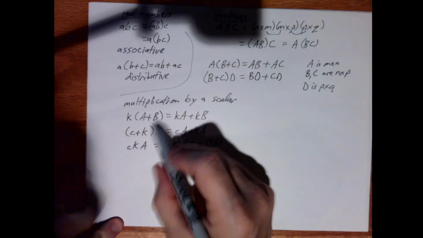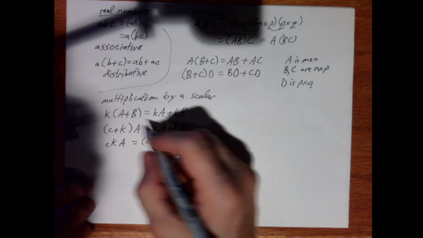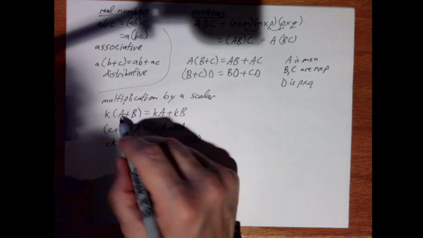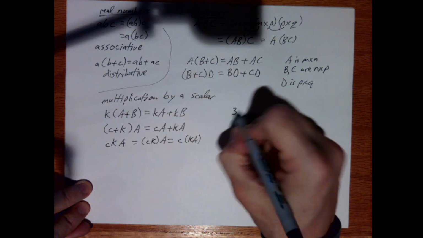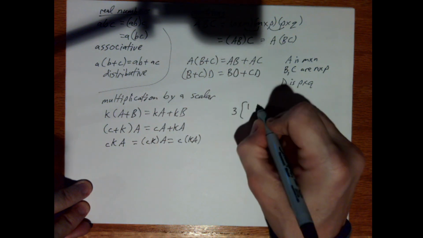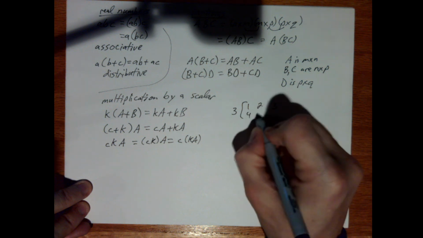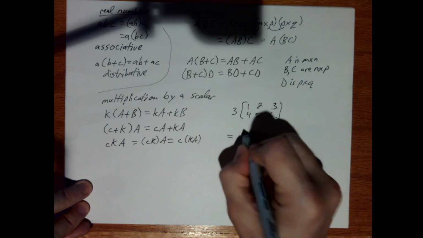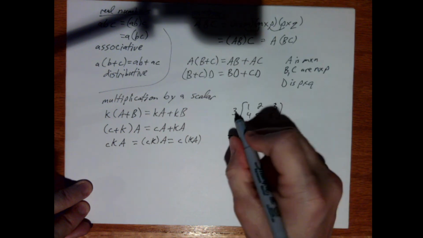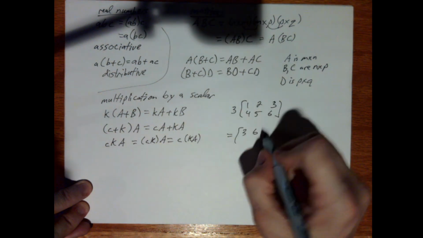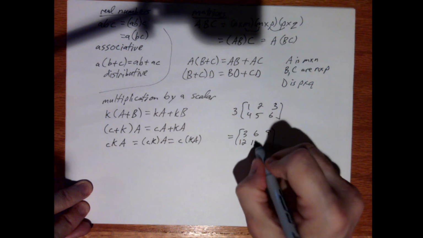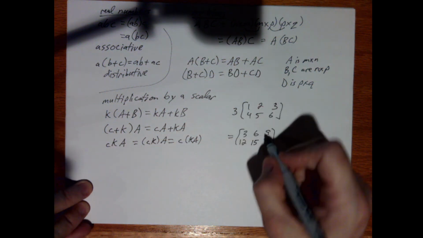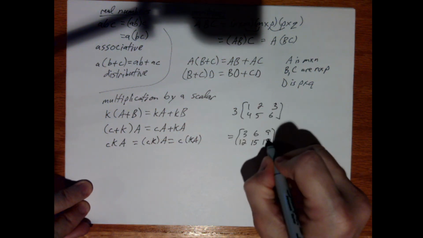So how do I even do multiplication by scalar? Well, I simply just multiply the scalar by each element of the matrix. So here if I have, say, 3 times [1, 2, 3; 4, 5, 6]. That's equal to 3 times 1 is 3. 3 times 2 is 6. 3 times 3 is 9. 3 times 4 is 12. 3 times 5 is 15. And 3 times 6 is 18.